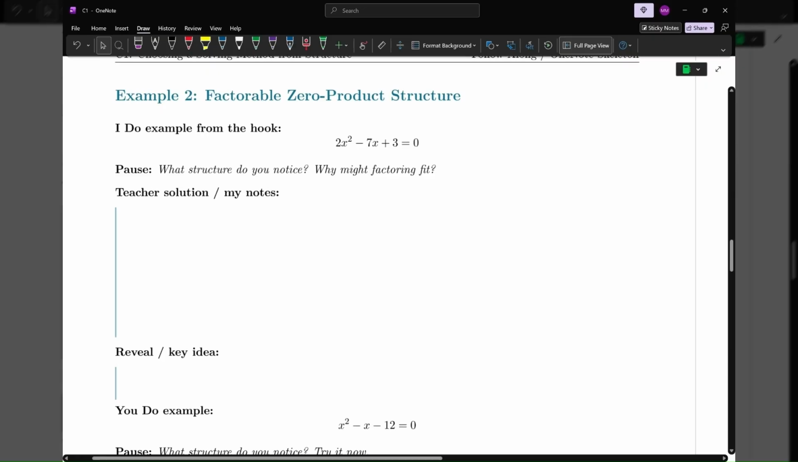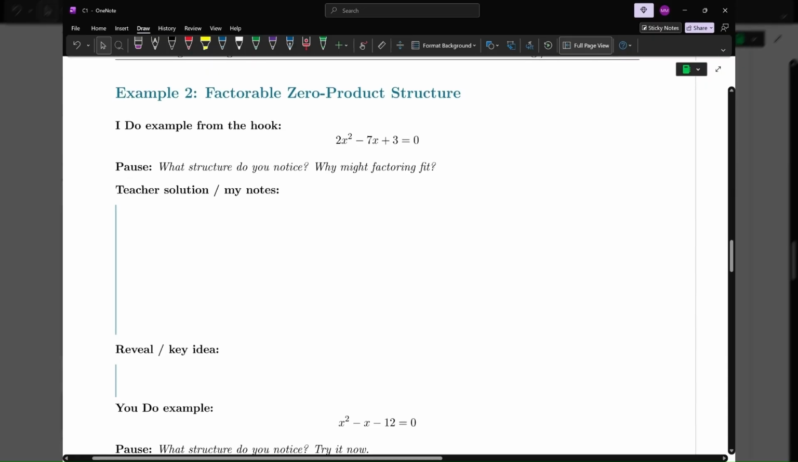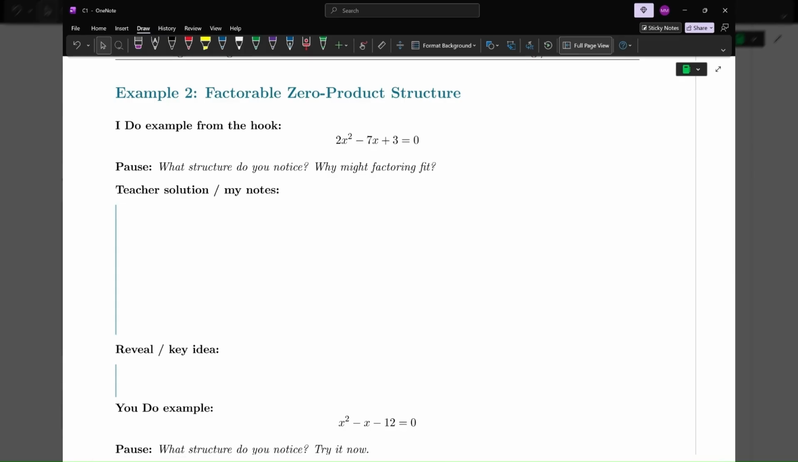So, next example here, this is b from the hook. You see 2x squared minus 7x plus 3 equals 0. Again, we're asking ourselves what structure we're dealing with and why factoring might be helpful here. Again, I'm just going to write this question down. So this is 2x squared minus 7x plus 3.